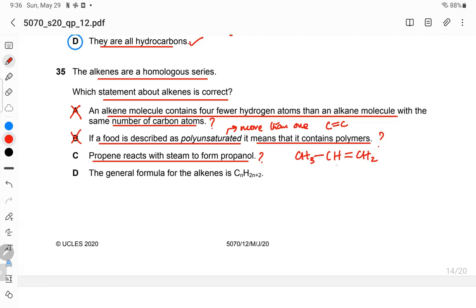So when it reacts with steam, one hydrogen goes here and one OH comes over here, or in either way. So this statement is correct. We will get a propanol. So C is our correct answer and D goes wrong. Is it understandable to everyone? Yes, sir.